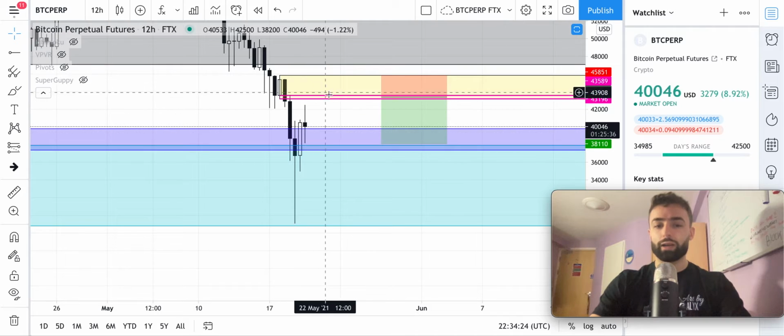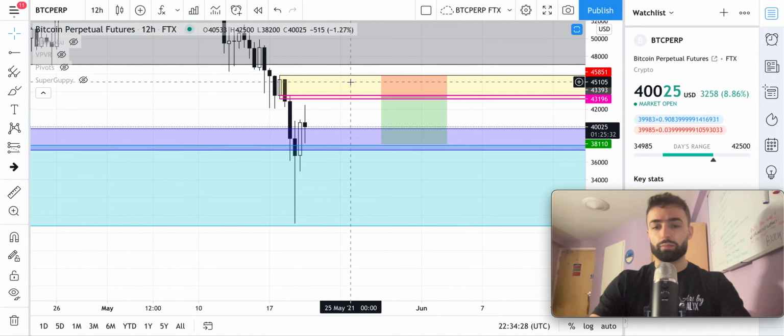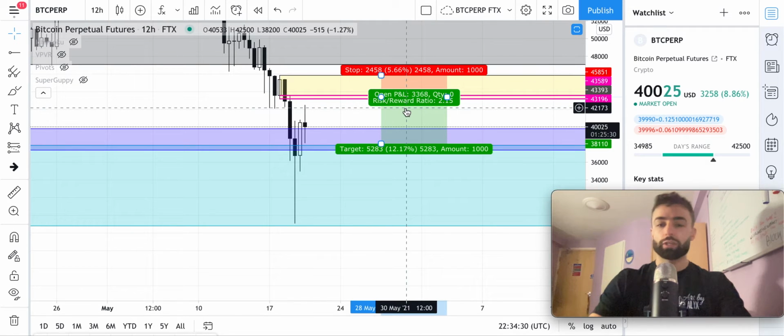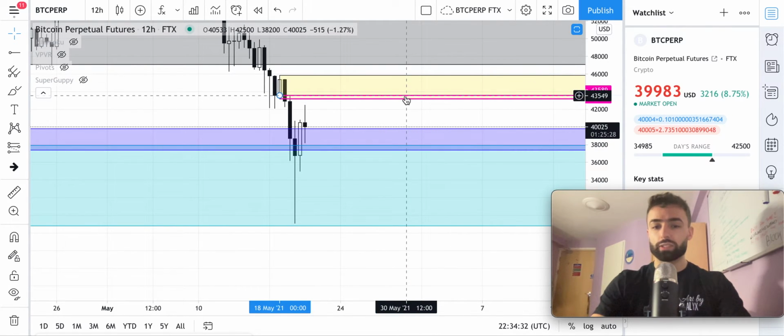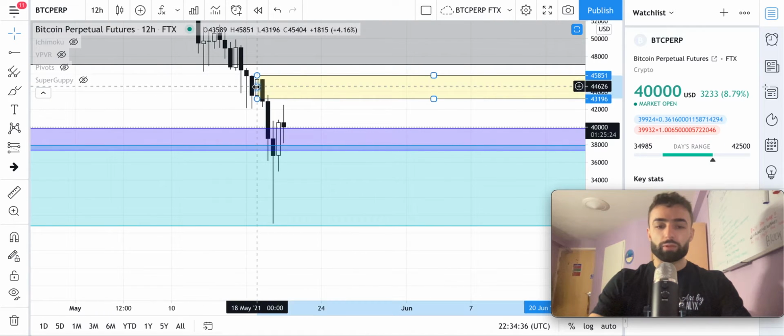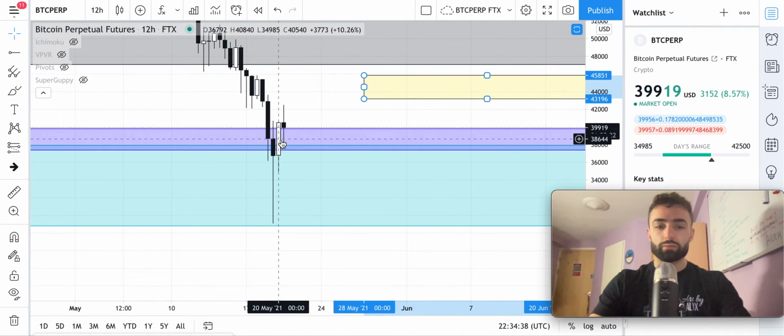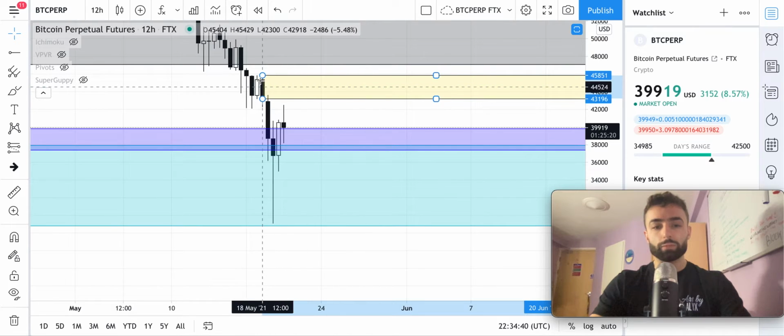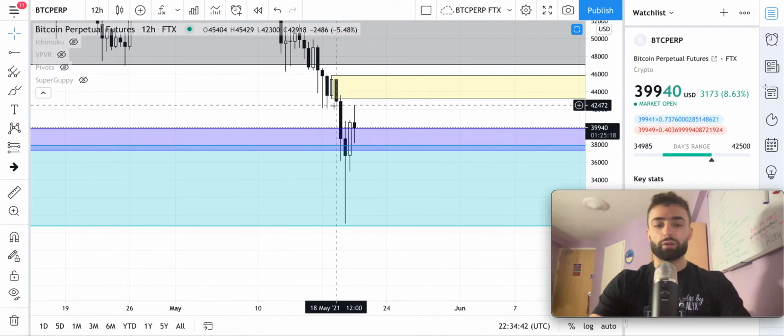I don't really like shorting the first resistance level off of a potential bullish trend change, so I'm not really going to take this short, but this is the resistance level that we're looking at. This is from the bear trend right here. Very clear. That's a main resistance level on the 12-hour.